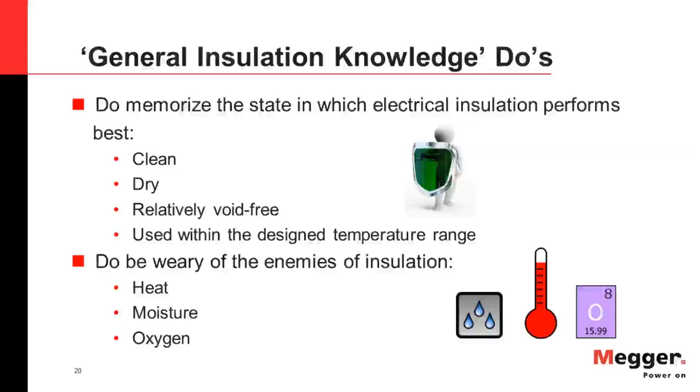Do be wary of the enemies of insulation. These include heat, moisture, and oxygen. And while these may, of course, be external stresses, keep in mind that as an insulation degrades, these are also natural byproducts of the degradation process. Also remember that losses in the insulation manifest as heat, and heat causes further degradation, and therefore more losses, and then more heat, and so forth. So you can get caught in this vicious cycle of heat loss, and so forth.